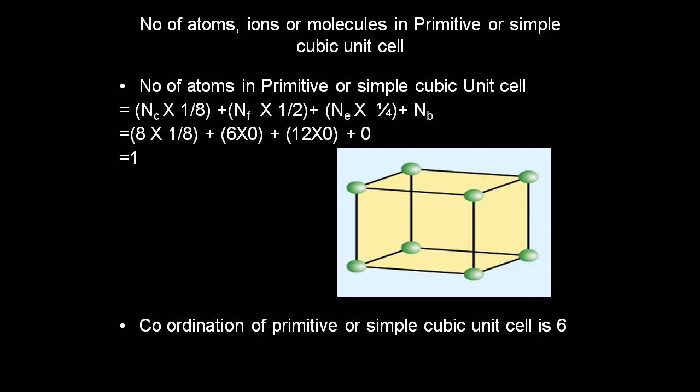So the number of atoms in simple cubic unit cell is 1, and coordination number of simple cubic unit cell is 6. You can get a clear idea about this coordination number when you study the packing of crystal.